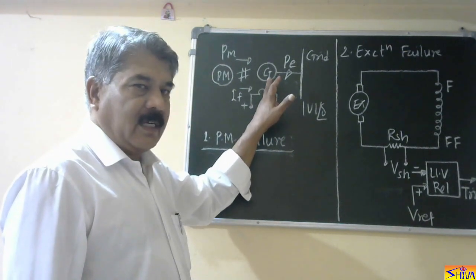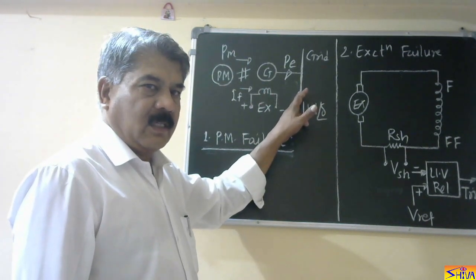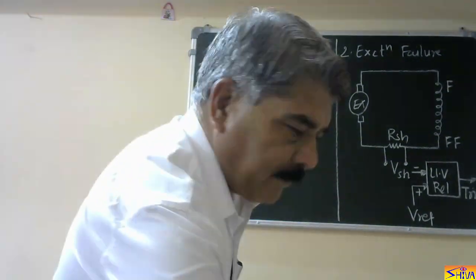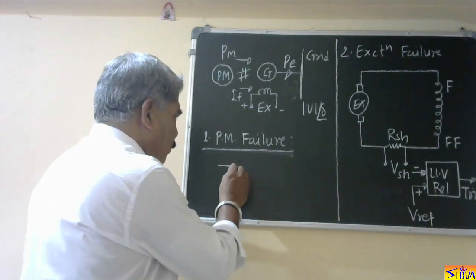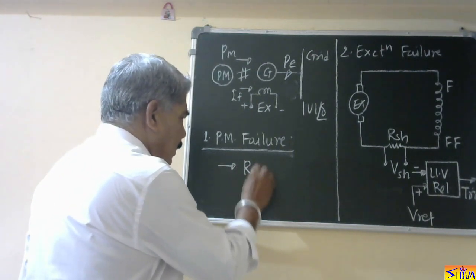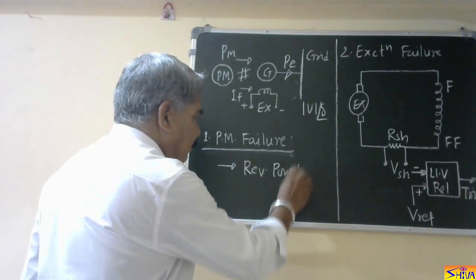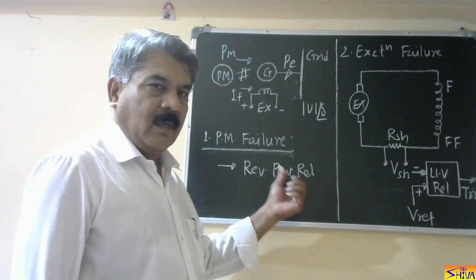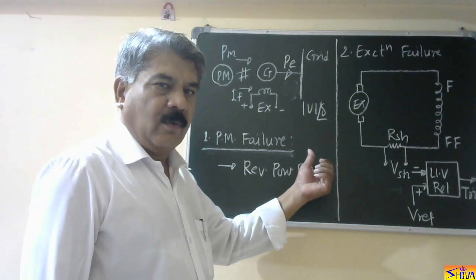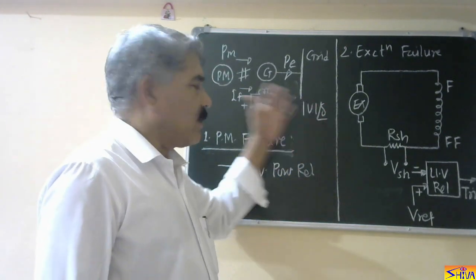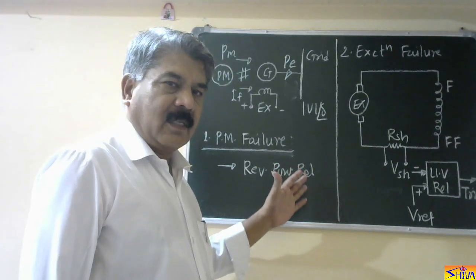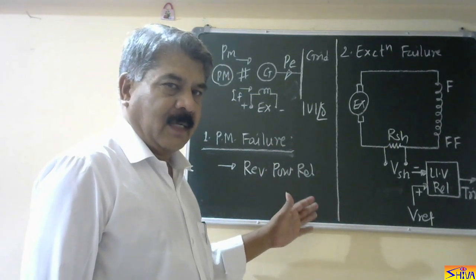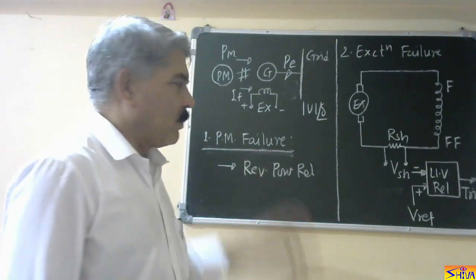So to avoid this condition, we have to check the direction of power flow. In normal condition, it is from generator to the grid or to the system. In this condition, it is from system to the generator. So under this condition, we can use reverse power relay. We use reverse power relay for the protection. It detects the direction of power flow. If power flow direction is reversed, that is from system to generator, then this condition is detected and this relay trips the generator circuit breaker. So that is about the prime mover failure.